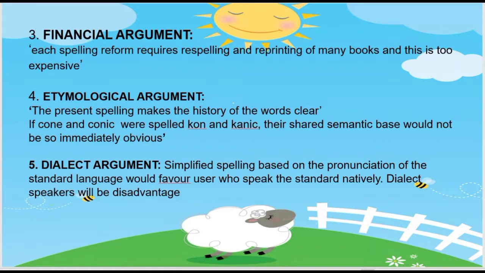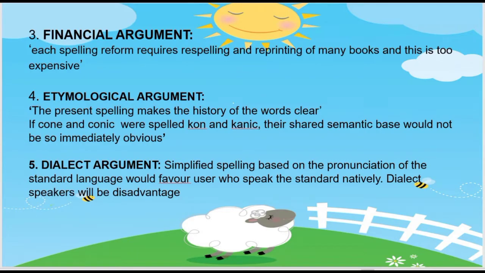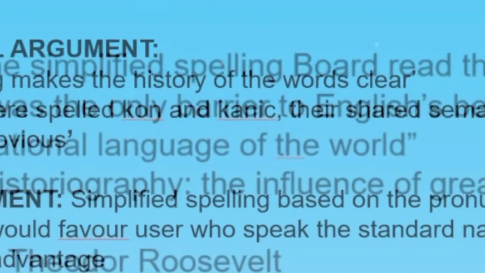So number 5, we have the dialect argument. A simplified spelling based on the pronunciation of the standard language would favor users who speak the standard natively, so dialect speakers will be disadvantaged. In this argument, a dialect is a variety of language which has different pronunciation, grammar, or vocabulary than the standard language of the culture. It also signals where a person came from.